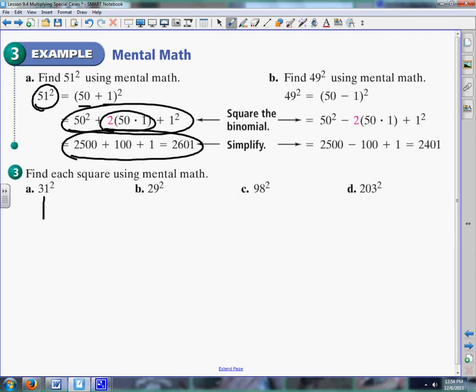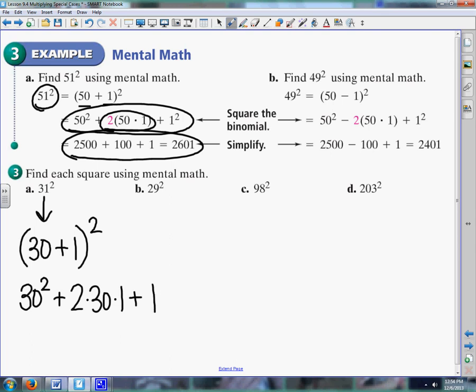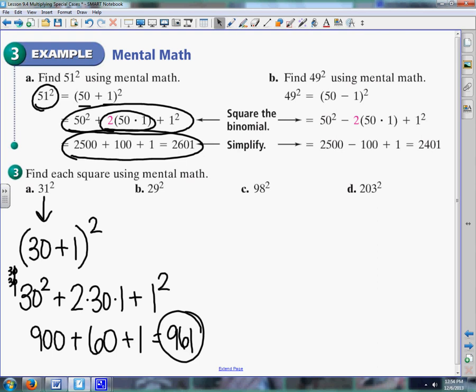So let's try 31. So this would be 30 plus 1 squared. So then I would have 30 squared plus 2 times 30 times 1 plus 1 squared. So 30 squared, I know 3 squared is 9, and then I'm going to add on 2 zeros because it would be 30 times 30, and that would have 2 zeros in it right there. 2 times 30 is 60, and then 1 squared is 1. So my answer is 961.